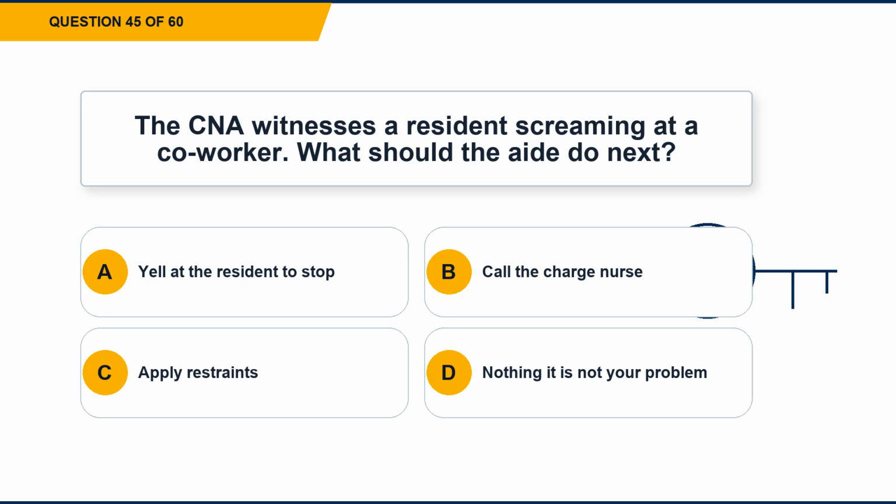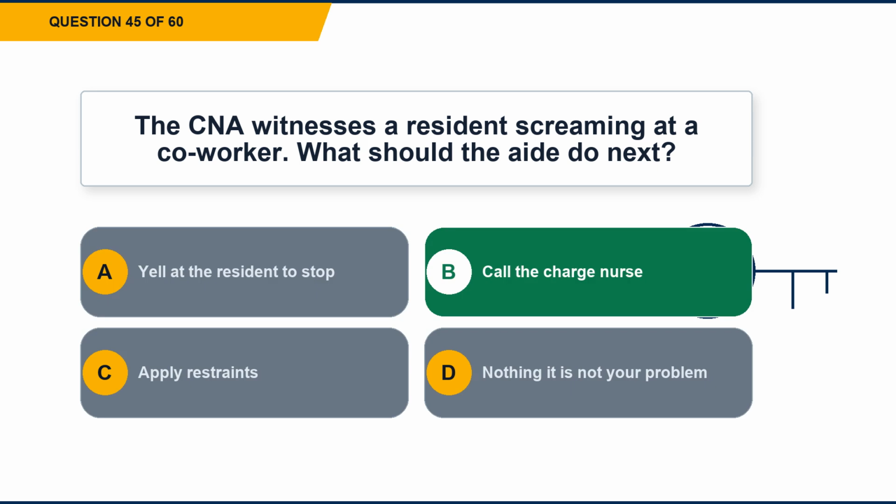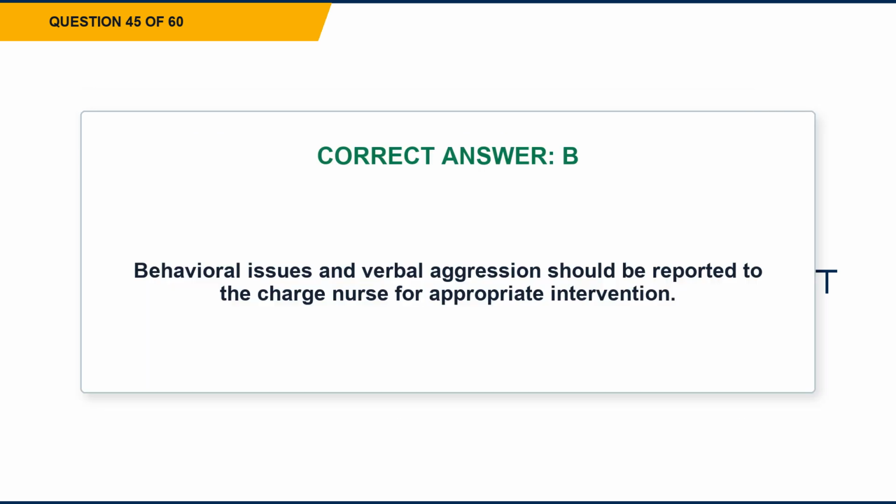Question 45. The CNA witnesses a resident screaming at a coworker. What should the aide do next? Option A, yell at the resident to stop. Option B, call the charge nurse. Option C, apply restraints. Option D, nothing, it is not your problem. The correct answer is option B, call the charge nurse. Explanation: behavioral issues and verbal aggression should be reported to the charge nurse for appropriate intervention.